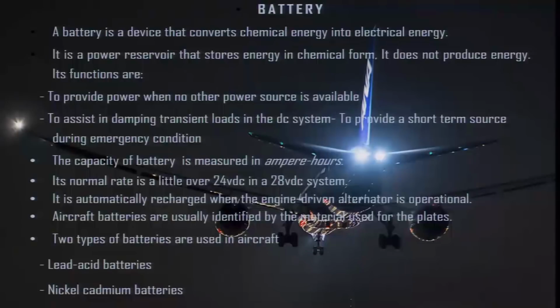Aircraft batteries are usually identified by the material used for the plates. Two types of batteries are used in aircraft: lead acid batteries and nickel cadmium batteries.